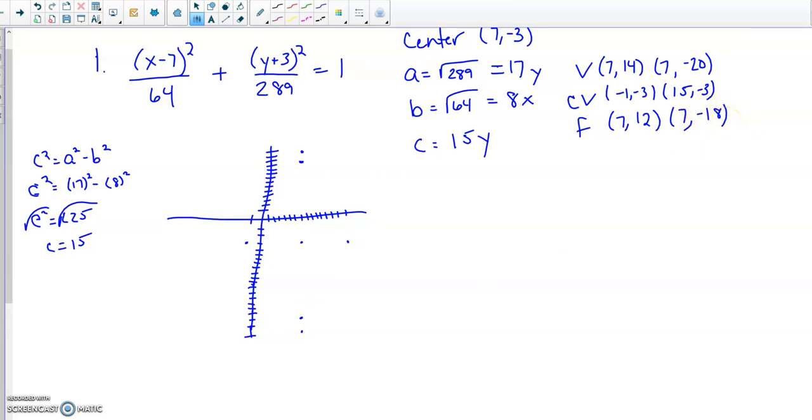Okay, and then last but not least is our eccentricity. Remember that formula is just C divided by A. So 15 divided by 17. It should be less than 1, always. And I get 0.88. Okay, not too shabby, hopefully.